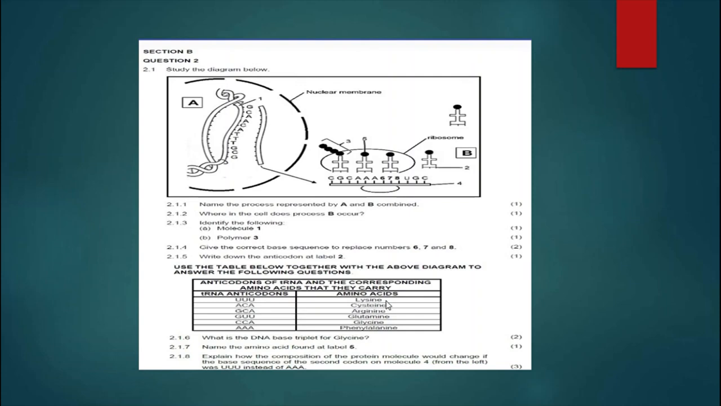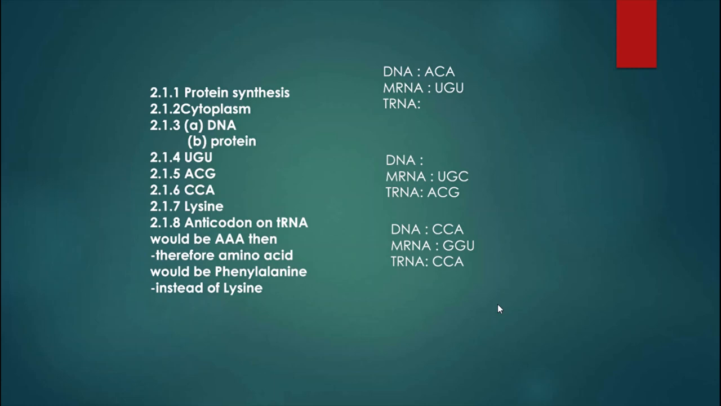The answer is lysine. Explain how the composition of a protein would change if the base sequence of the codon on molecule 4 from the left was UUU instead of AAA. What would happen is that the anticodon on tRNA would be AAA, and therefore the amino acid would be phenylalanine instead of lysine.